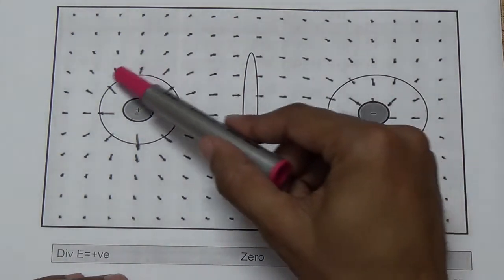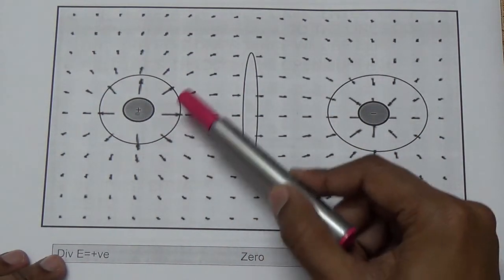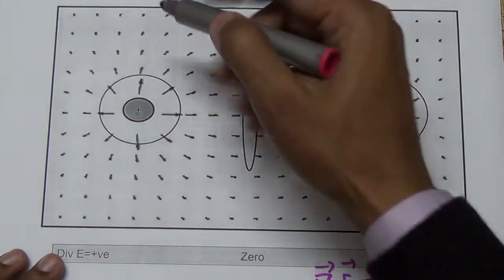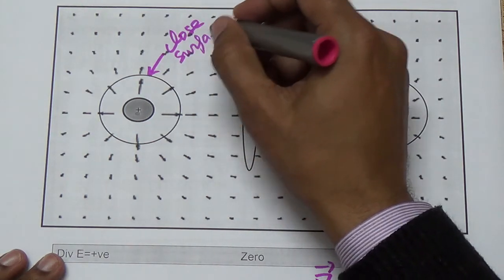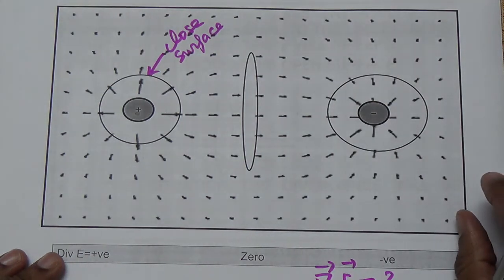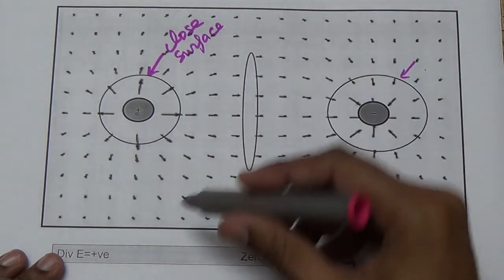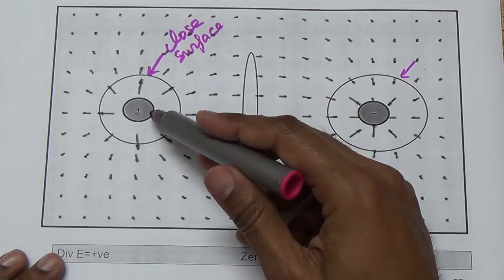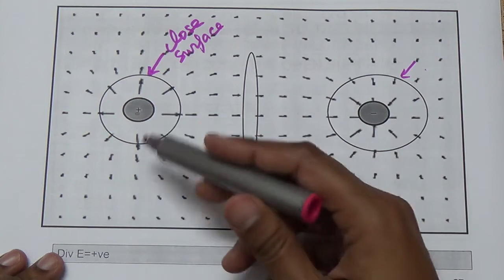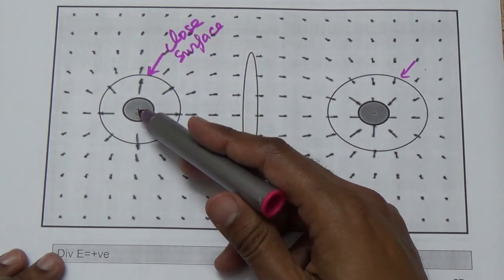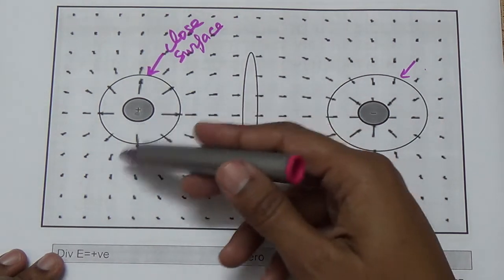So I want to measure the flux at this surface, the total electric flux passing through this closed surface. This one is the closed surface. Closed surface means like the surface of a sphere. Same for this one, this is also closed. So this is a closed surface, and we can consider a sphere here, and at the center of that sphere, we can assume there is a positive charge, plus Q.